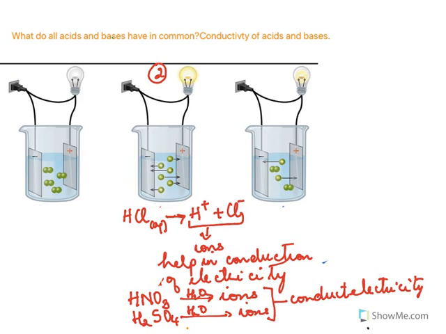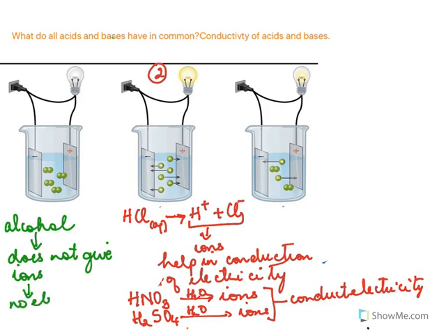Now using the same logic, you'll definitely know why alcohol did not conduct electricity. Because alcohol does not give us ions. It does not dissociate into ions. It does not ionize into ions when added to water. No ions, so no electricity. If you see in here, there are just molecules. There are no ions here. These are just molecules. There is no positive and negative here. So no ions, no electricity.